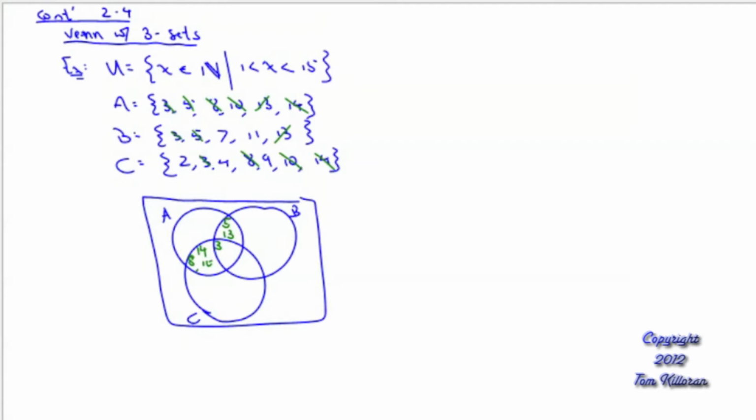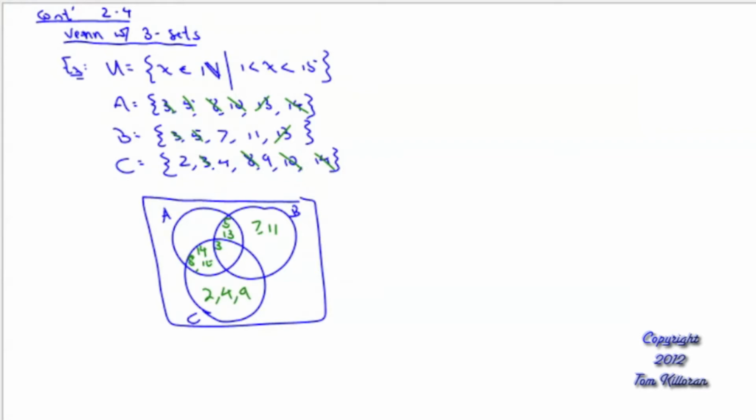The nice thing about crossing them off as you go is when I say what's left for A, you already know nothing, because they're all crossed off. What's left for B? 7 and 11. Then this part becomes kind of easy, otherwise you'd be searching all over the place. Okay. What's left for C? 2, 4, and 9. Now the hard part is figuring out what's left in the universe.